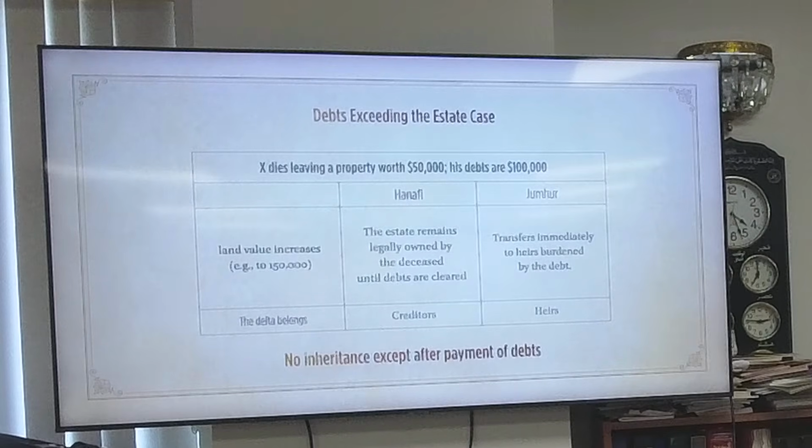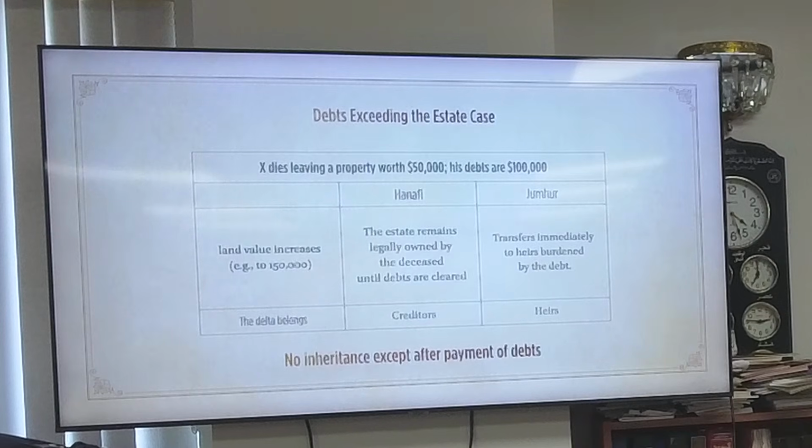Now, the property value increases, say to $150,000. Who gets this amount? The creditors or the heirs? Because now the property was worth $50,000, now it's worth $150,000. They can pay the debts, and there is $50,000 surplus. What do we do with this?